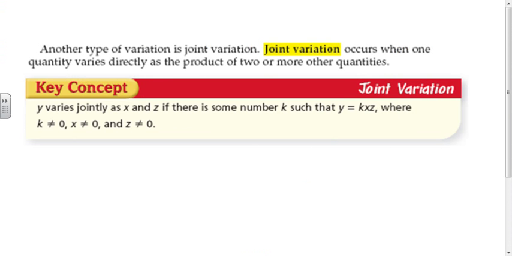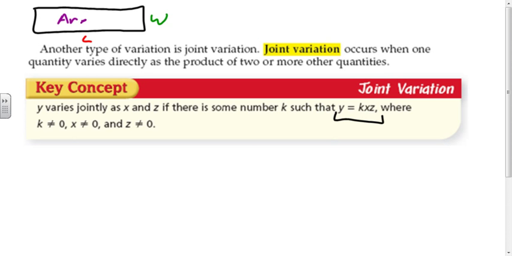So that's direct variation. Another type is joint variation. And joint variation occurs when we have three variables. We would say then that y equals that constant, k, times x times z. So one way to look at this would be like area. So if we have a rectangle, length, width, and area, we would say A for area equals our constant, in this case just going to be 1.